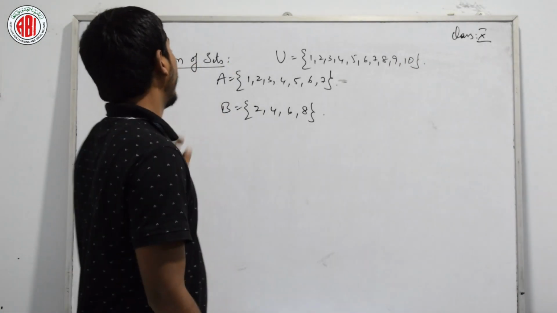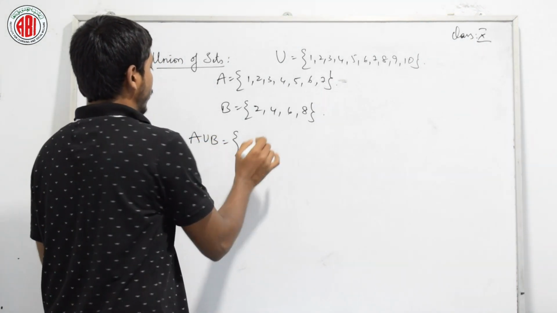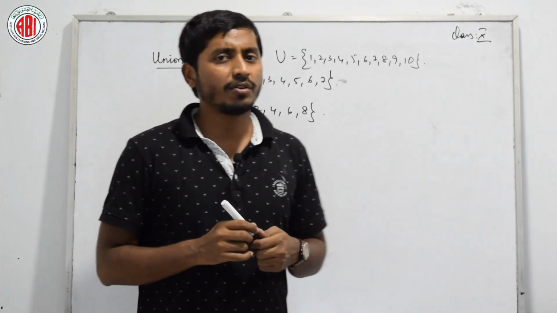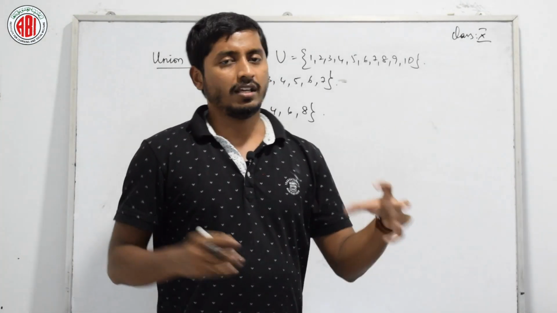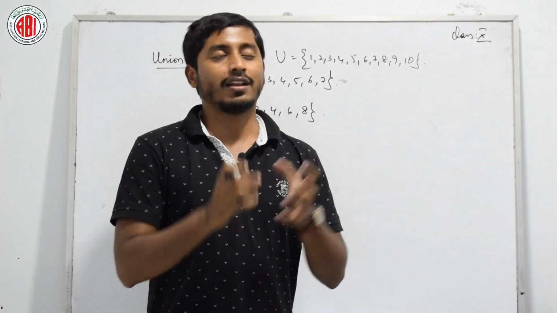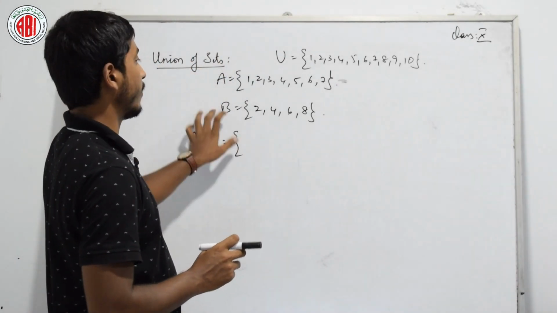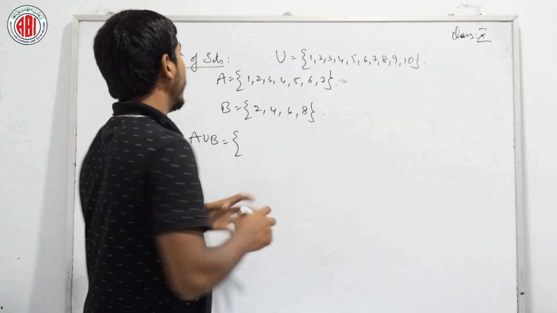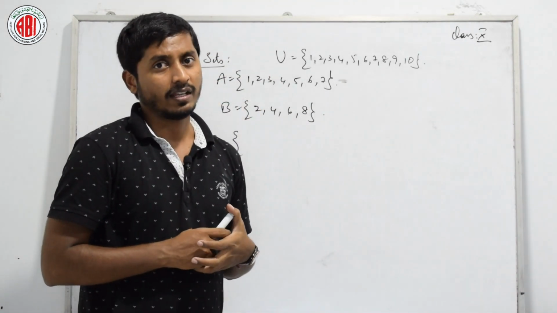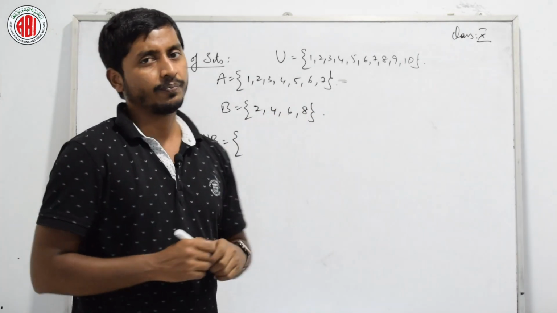Then the union of sets is defined as A union B, denoted by the union symbol. What do you mean by the term union? We know that if we combine everything, we call it union. Union of two elements or two different kinds of objects. Here also we have two different sets. The union is the combination of all the elements of these two sets. What are the elements here? 1 to 7, and here 2, 4, 6, 8.